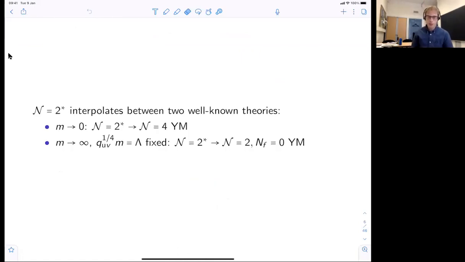I already alluded to the fact that the n=2* theory interpolates between two well-known theories. If you take the mass to zero, we get again the n=4 supersymmetry. Whereas if we take the mass to infinity, then the hypermultiplet decouples, and we should do this in a controlled way. So we take the combination q_UV to the power 1/4 times M, keeping that combination fixed, and call it the scale lambda of the limiting theory. Then the n=2* theory becomes the pure n=2 theory without any hypermultiplets.